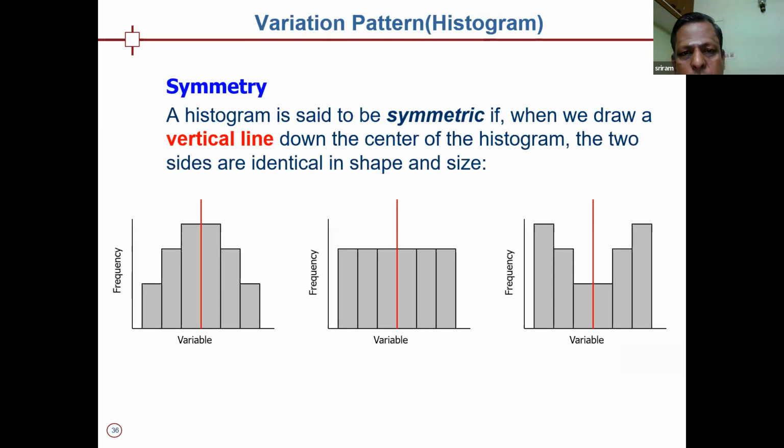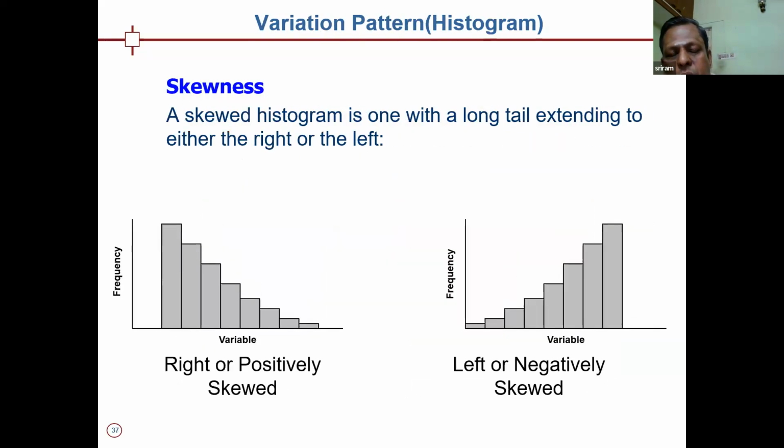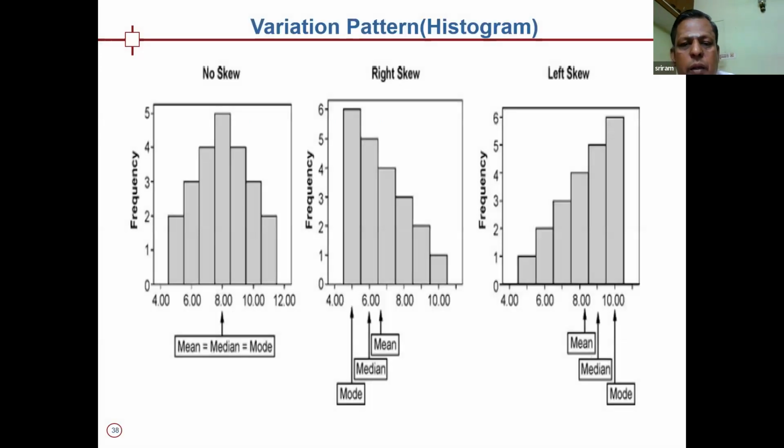And there are different patterns in a histogram. This is called a skewed distribution. Right skewed: lower values are more, higher values are less. In a left skewed distribution, lower values are very few and higher values are more. In a normal distribution, both higher and lower values are equally distributed. See here, this is called normal distribution, no skewness. Here the mean, median, and mode will be exactly equal. And this is called right skewed.